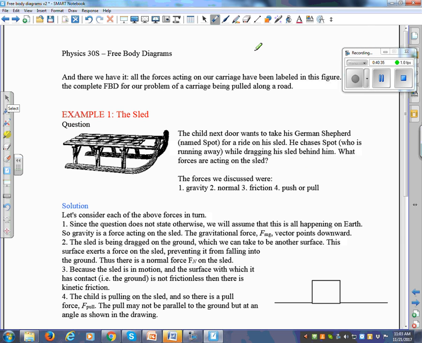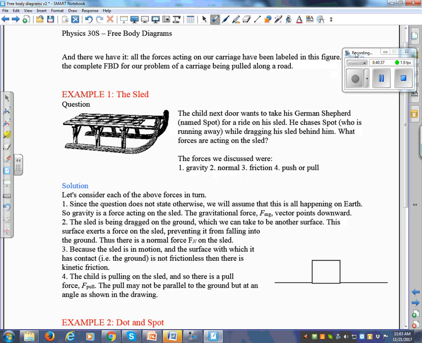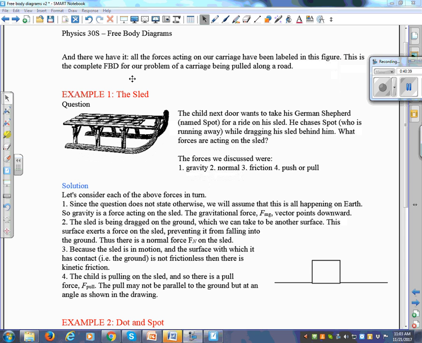Okay, so here's an example. Let's do this one real quick because we're starting to run out of time here. The child next door wants to take his German Shepherd named Spot for a ride on a sled. He chases Spot, who's running away while dragging the sled behind him. What forces are acting on the sled? Okay, so they've already got the box there for you. Most of the time you can assume that dogs pull sleds on earth, which means there's going to be gravity. So it is down. So we're going to draw that down, FW.